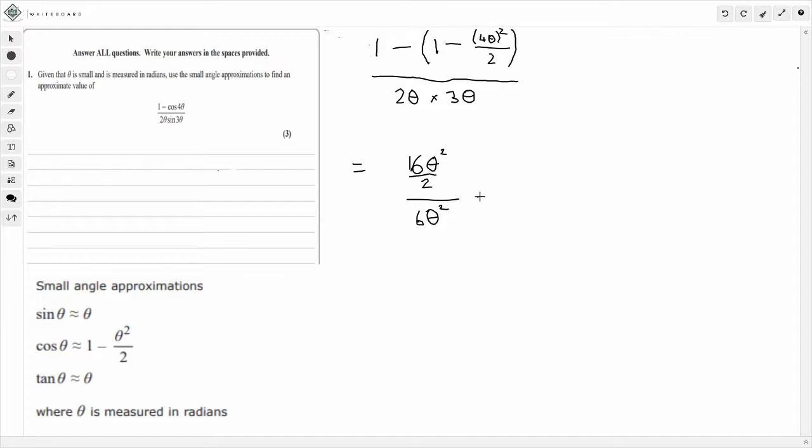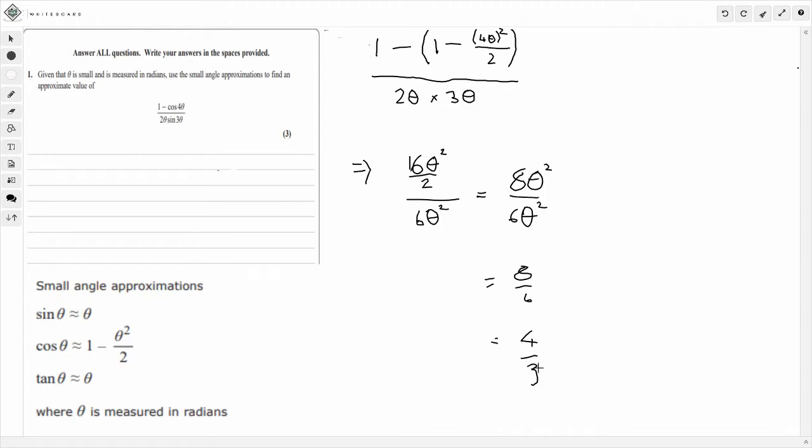Let's just finish it off. So what this becomes is 16 theta squared divided by 2, so that's 8 theta squared, divided by 6 theta squared. Well, the theta squareds are just going to cancel. So that's just going to leave me with 8 over 6. And 8 over 6, well, that's just the same as 4 over 3.